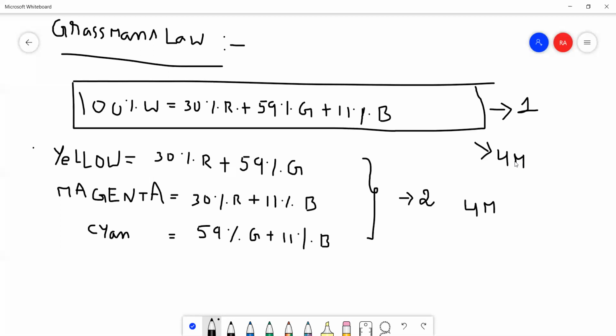So based upon this knowledge, it is possible to produce white light also. Simply how to form white light? Simply 89% yellow and 11% blue, or 70% of cyan and 30% of red. So there are so many combinations available to form additive mixing.